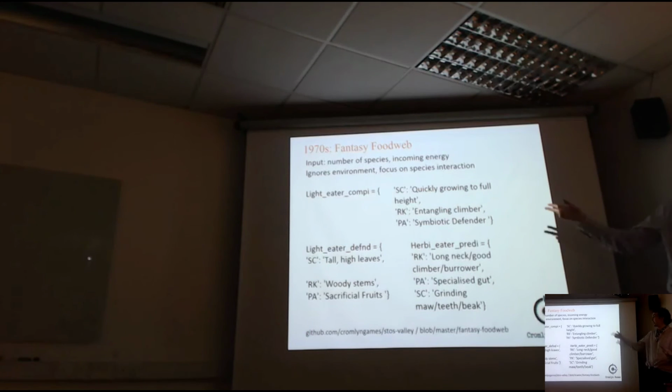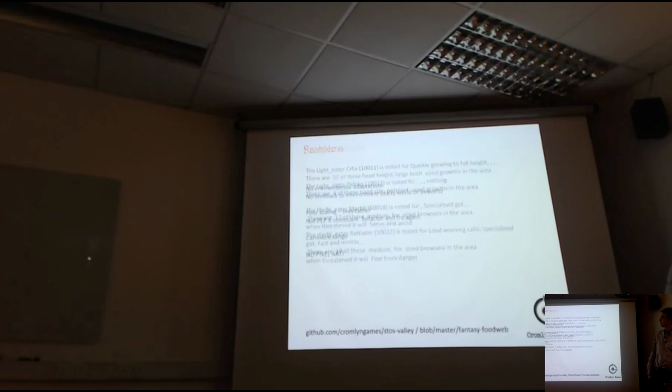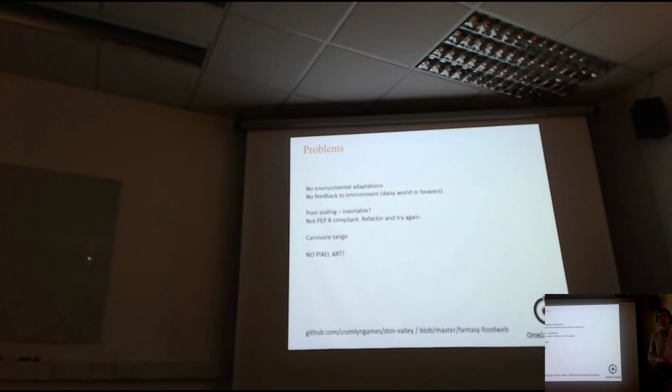So for instance, for plants, also known as light eaters, scissors quickly grow to full height, is beaten by rock, which is an entangling climber, so you get vines going up it, and then paper beats that. So a sample output would be something like that. Light eater is noted quickly growing to full height, etc. Didn't work. That was it.